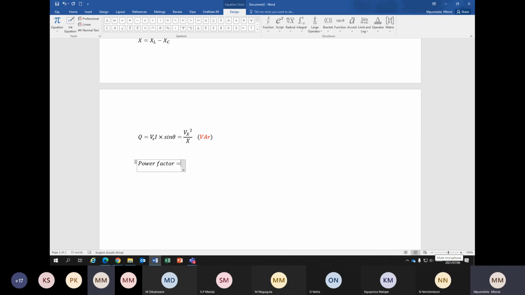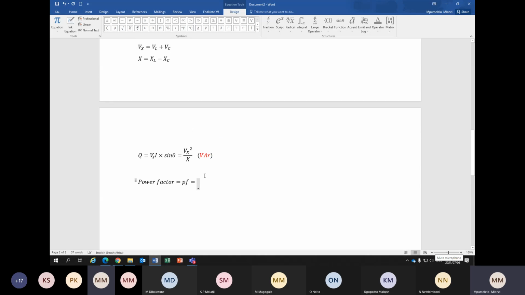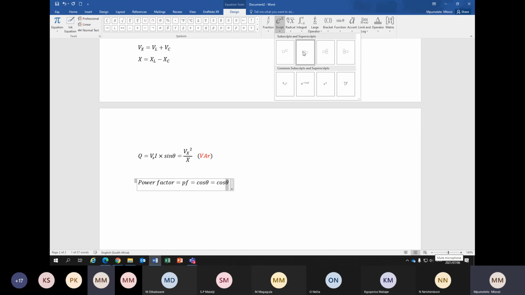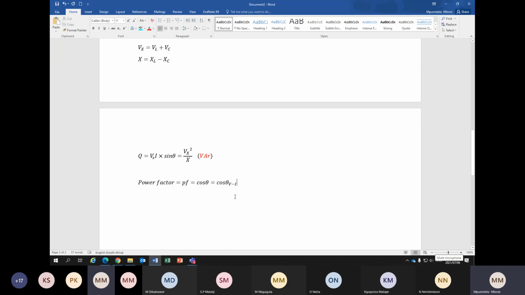Power factor, sometimes represented by PF. How do we determine or calculate the power factor? Power factor is cos theta, where theta is the same theta we just discussed, which is the angle between the supply voltage and the supply current. This is the power factor.